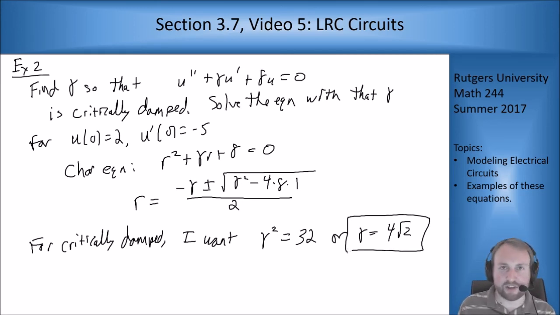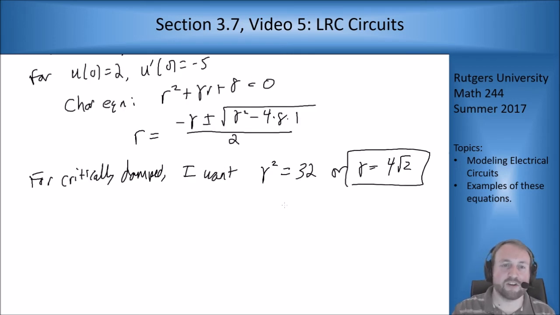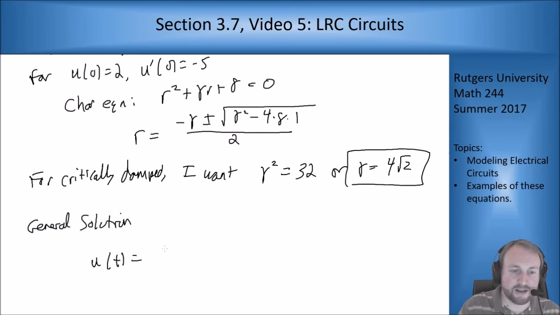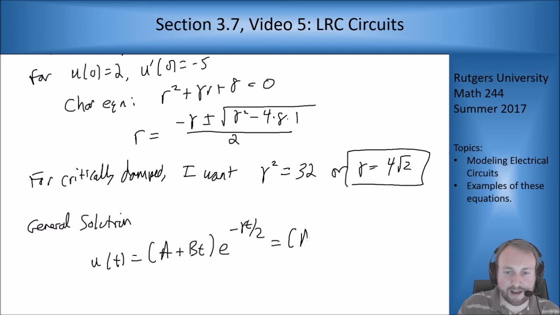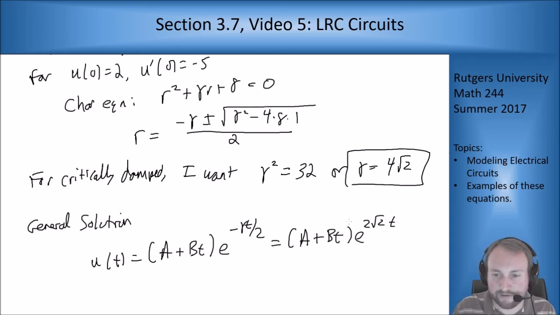Now I want to solve my equation using that gamma. What do I know about my general solution in this case? Well, if this part of the square root is 0, my r is just negative gamma over 2, and it's a repeated root. So that means my general solution, u of t, is going to be a plus bt times e to the negative gamma t over 2. Or if I want to plug in what gamma is, I get a plus bt times e to the 2 root 2 times t, with a negative sign in front because there's a negative sign there.